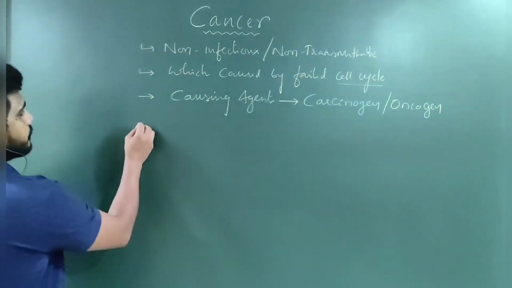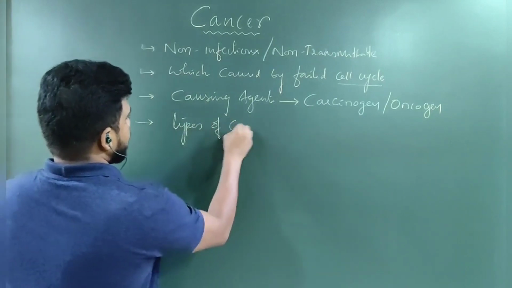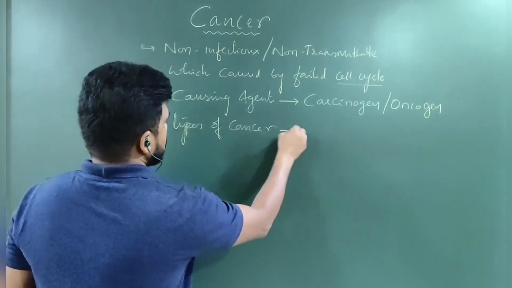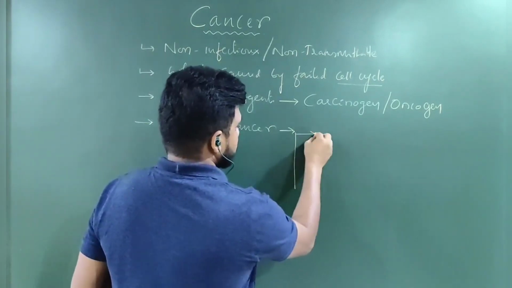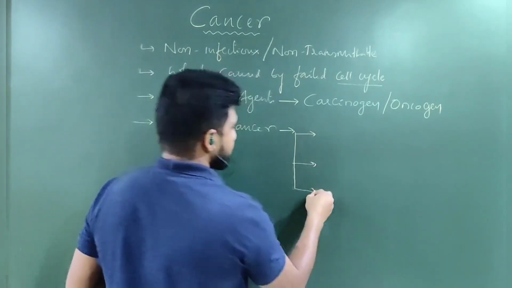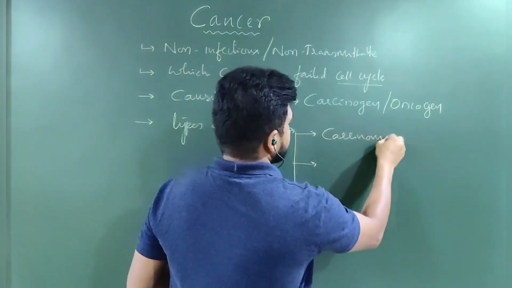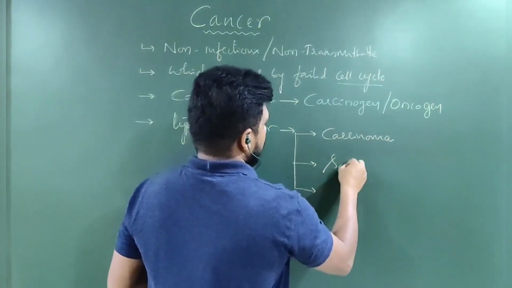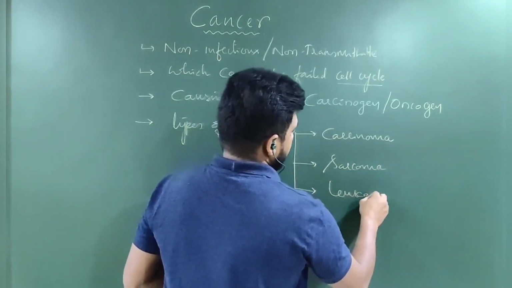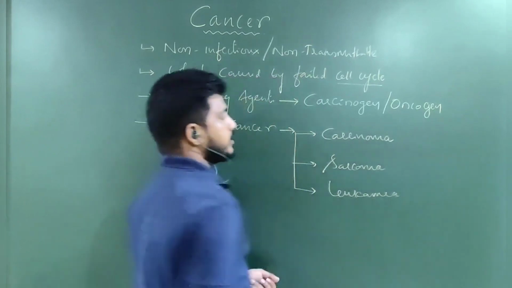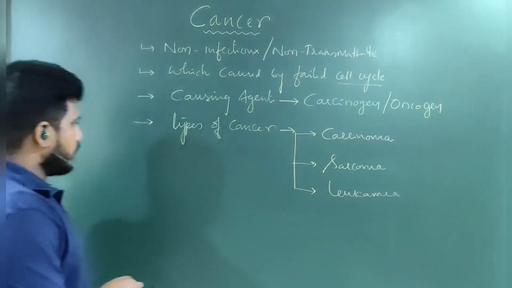Right? Now, types of cancer. Mainly, there are 3 types of cancers: carcinoma, sarcoma, leukemia. These are the 3 types. Everything we will discuss in detail.